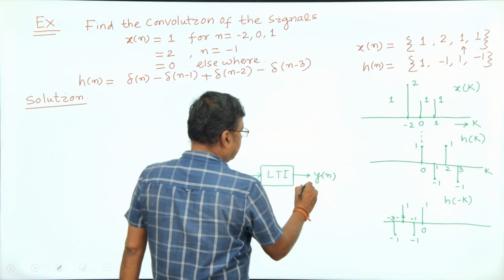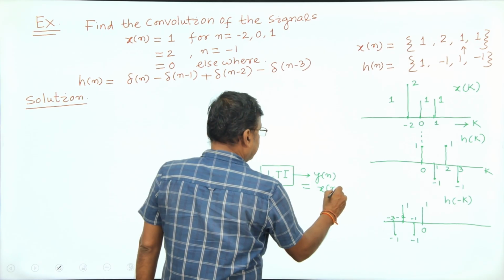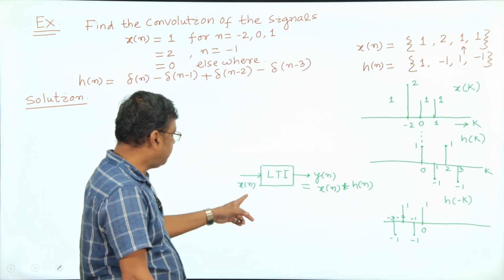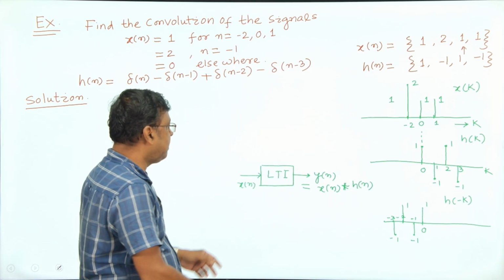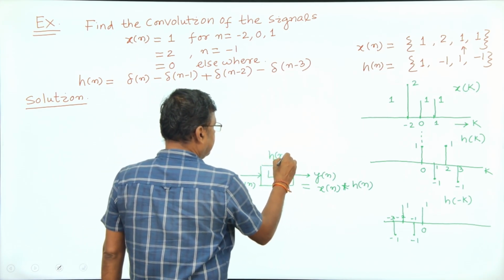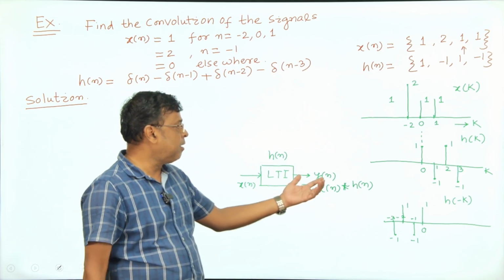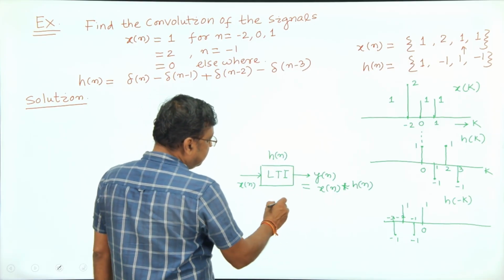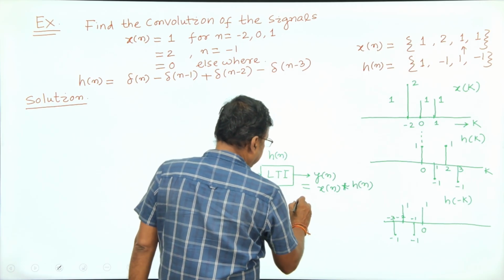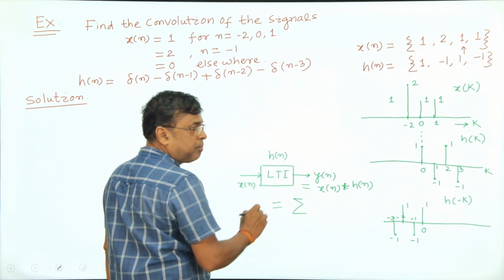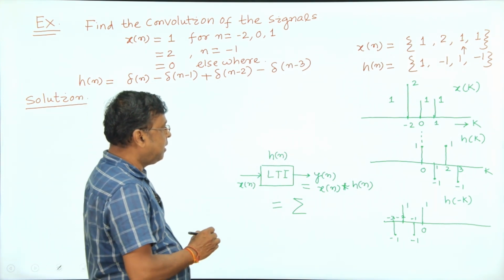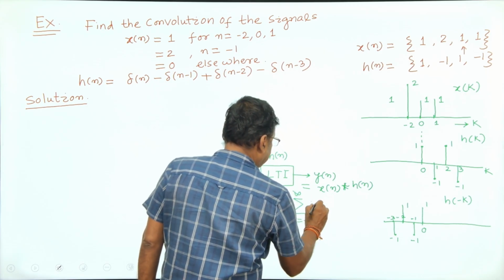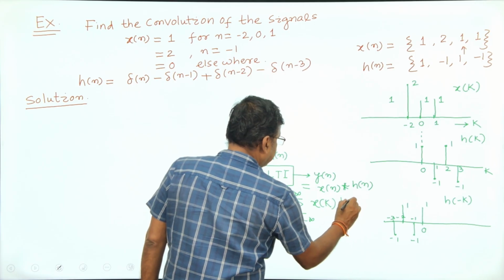So y of n is nothing but what? That is your x of n convolution of h of n. What is x of n? x of n is your discrete signal and h of n is the impulse response of the LTI system. So output can be obtained by means of convolution, x of n convolution h of n. What is its physical significance as far as the mathematical formula is concerned? x of n convolution h of n can be obtained using this formula: sum over k equal to minus infinity to infinity of x of k into h of n minus k.